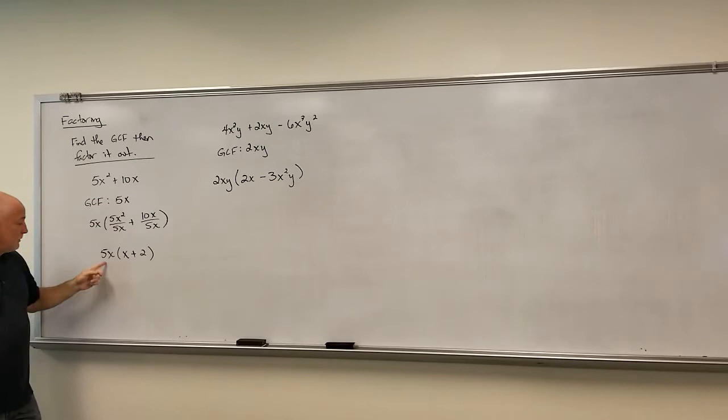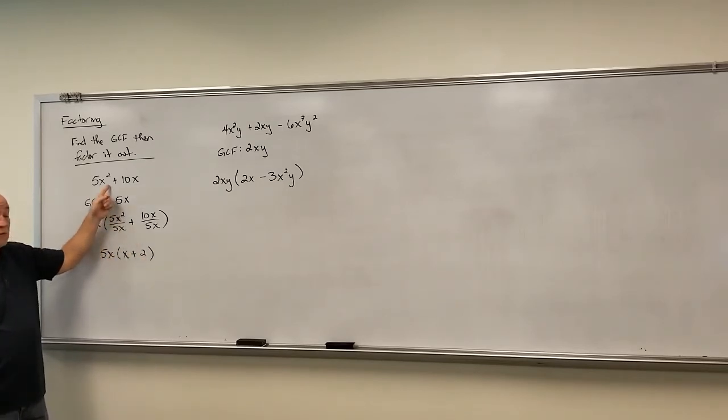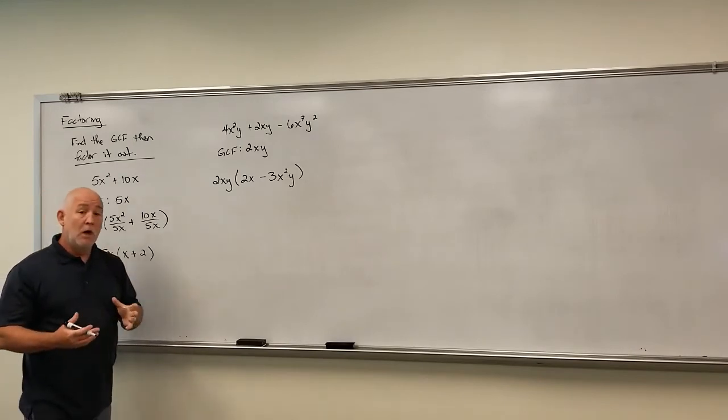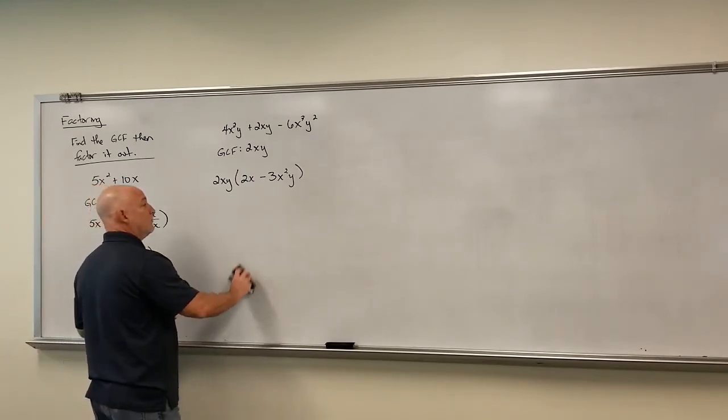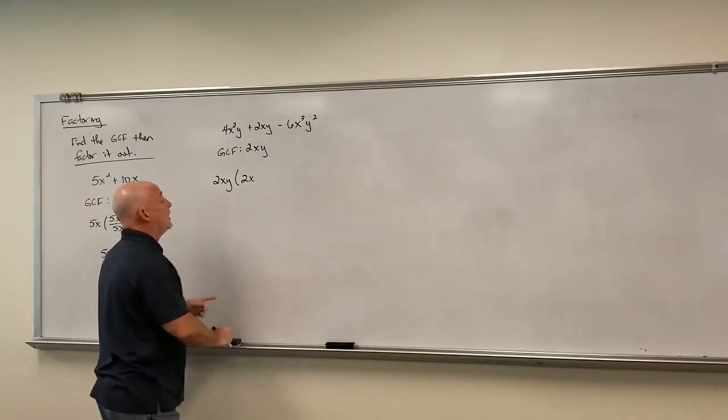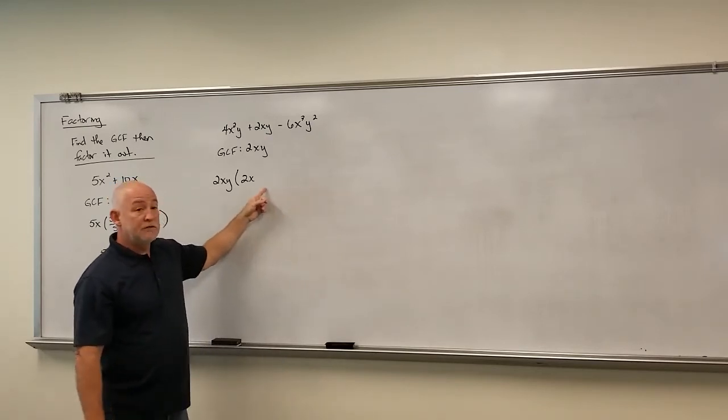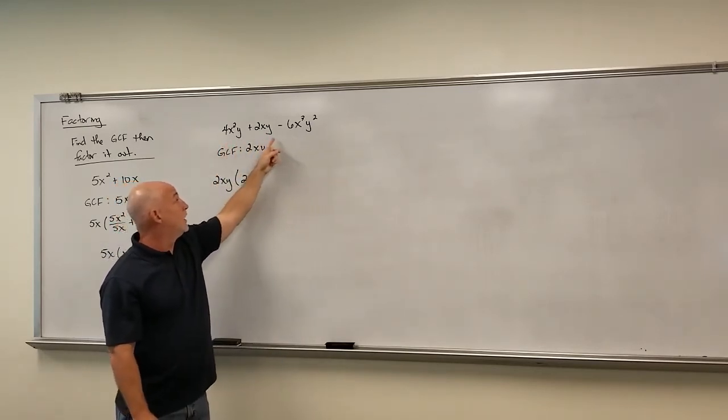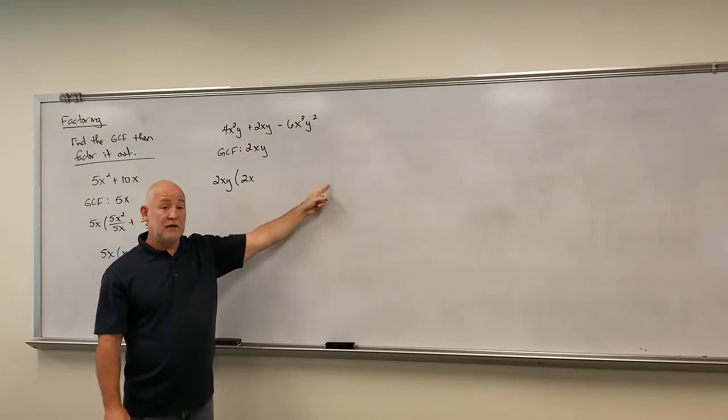So over here, if we distribute the 5x back in, we get 5x squared plus 10x, exactly what we started with. So a nice little hint here to make sure that you haven't made a couple of mistakes is, inside the parentheses, you should always have the same number of terms that you started with. So inside my parentheses, I need 3 terms.